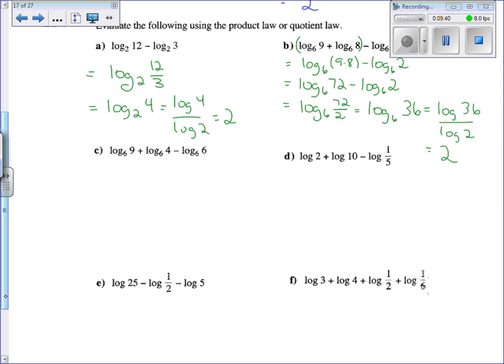So more typically the work that you'd show, I'll show here in C. We group log base 6 of 9 and log base 6 of 4 together. So I'm going to take my 9 and my 4 and multiply them. So that gives me log base 6 of 36 minus log base 6 of 6. So I didn't actually show multiplying 9 and 4. I can tell, if you've done this, whether or not you've multiplied. And then log base 6 of 36 over 6 is equal to log base 6 of 6, which is simply 1.